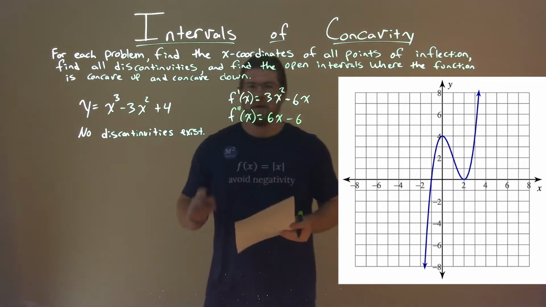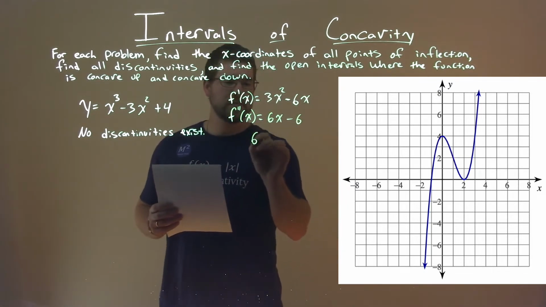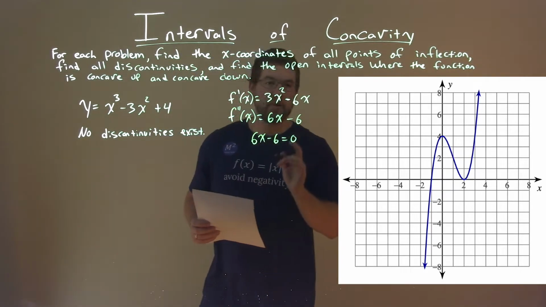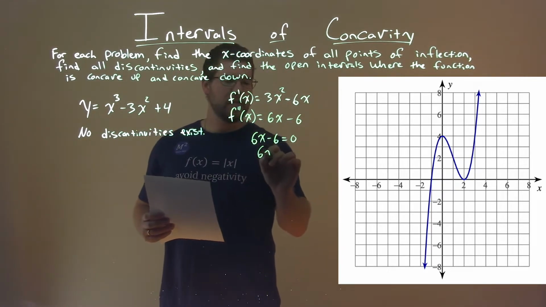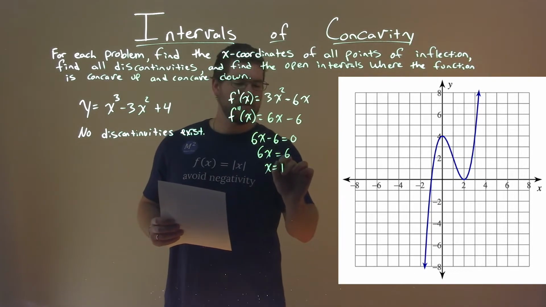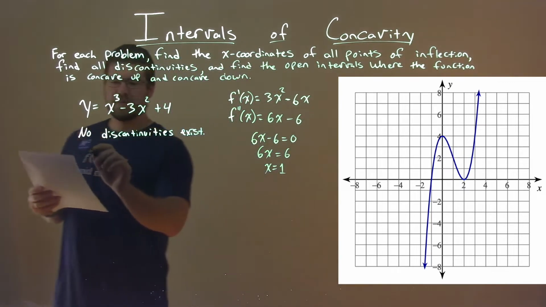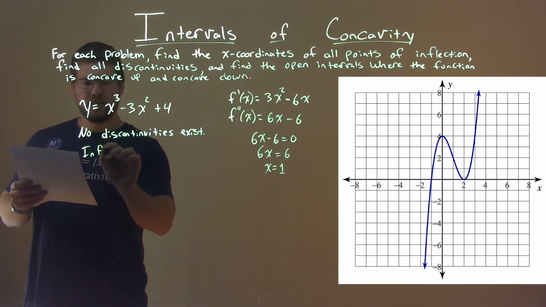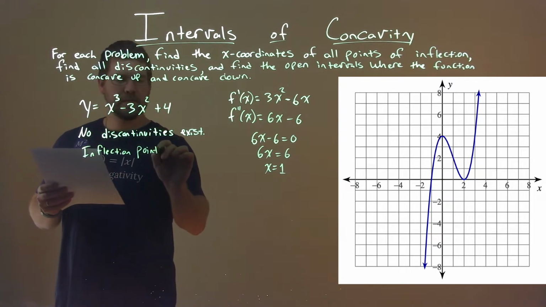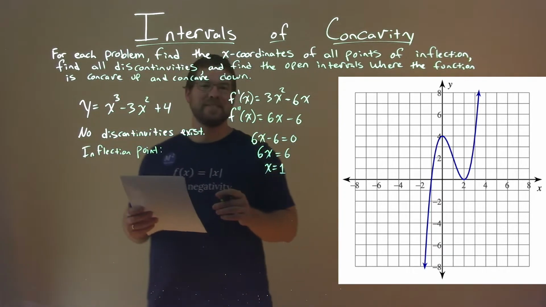We now have to take the second derivative, set it equal to 0, 6x minus 6 equals 0, and we're solving for x. Add a 6 to both sides, 6x equals positive 6, divide both sides by 6, and x equals 1. And so our inflection point here is, well, actually, we have to actually see what's the point of inflection, right?